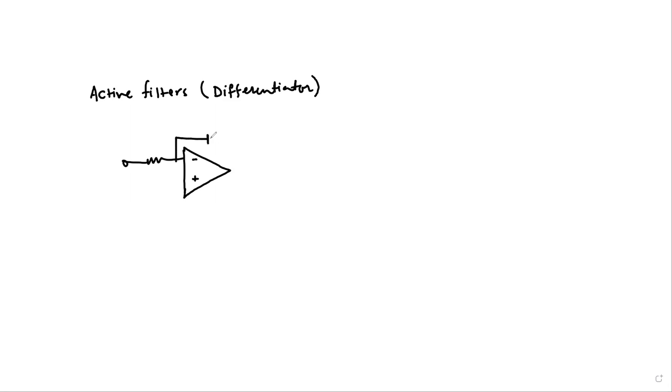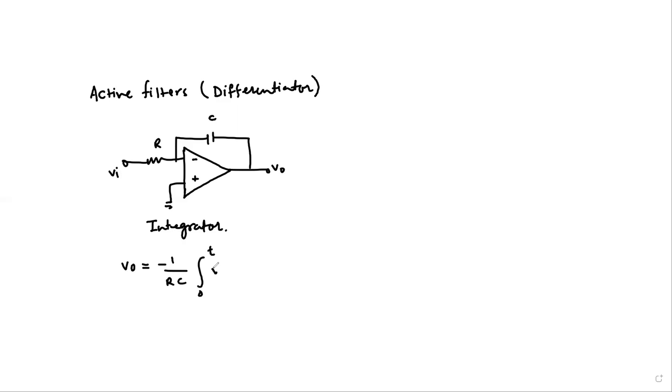What we see here is the circuit of an operational amplifier integrator. We've seen that in the previous module, where the output of this circuit is given by 1 over RC times the integration of the input signal, that is Vin of t. Of course, this is with respect to time.